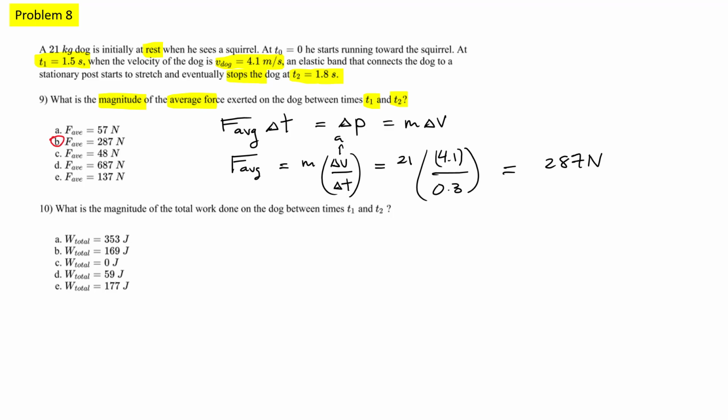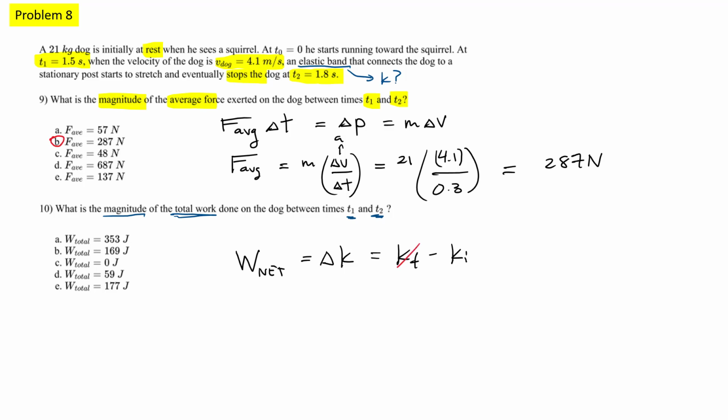All right, next one we said, what is, again, the magnitude of the total work done on the dog between these two times? Now, it says you have an elastic band that stretches, so you might be thinking of potential energy and change of potential energy. That's fine. But we don't know what the spring constant is, so it's a little bit hard to approach the problem this way. If we're looking for the total work, however, we could use the work energy theorem, which says that the work done, or the net work, whichever one you want to call it, has to be equal to the change of kinetic energy. This is K final minus K initial.